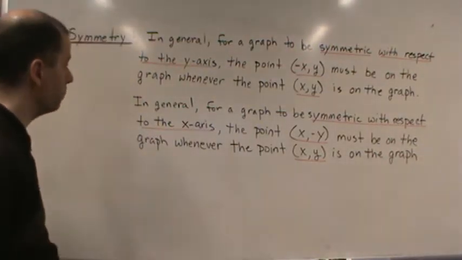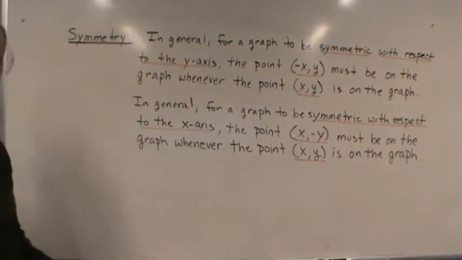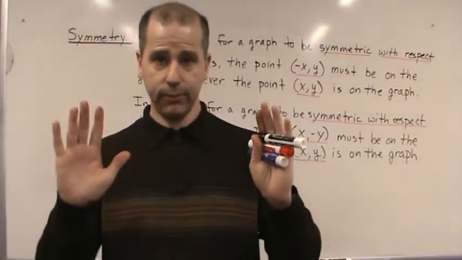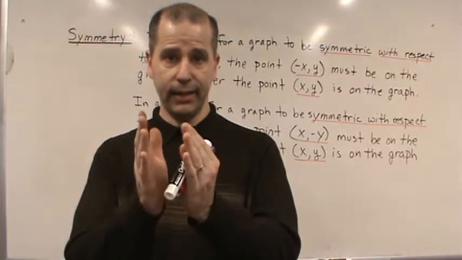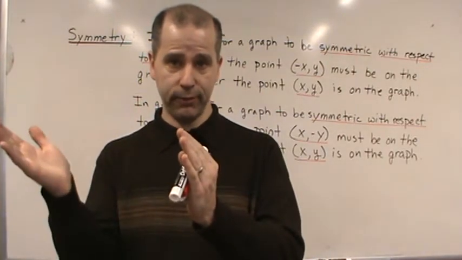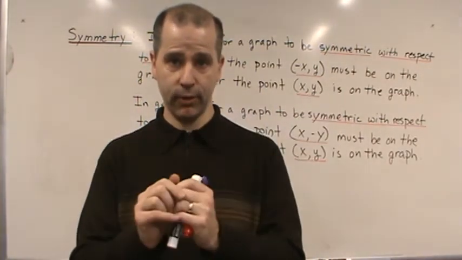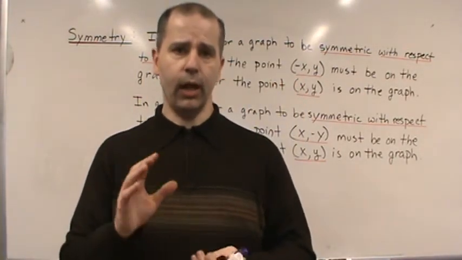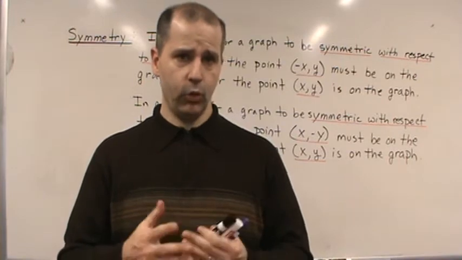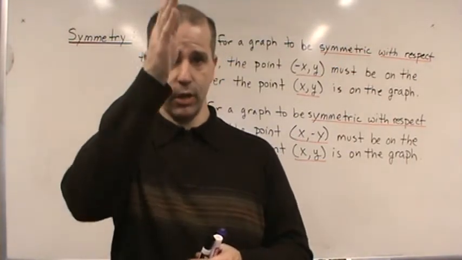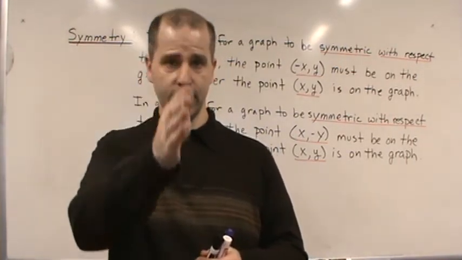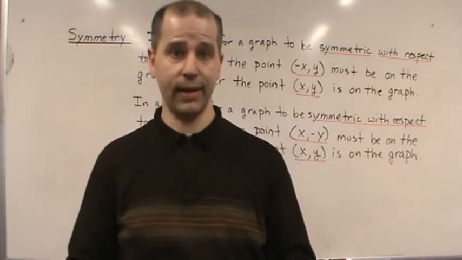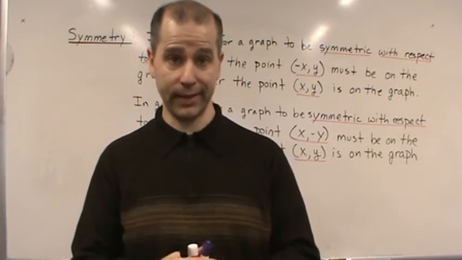But in general, when we talk about symmetry, we ask, can we fold the graph across a line so that one half of the graph lies right on top of the other half, whether it's horizontal or vertical? That's what we're talking about. So symmetry just means, can I draw a line somewhere in the graph where I can fold it across that line? If so, then it's symmetric with respect to that line.